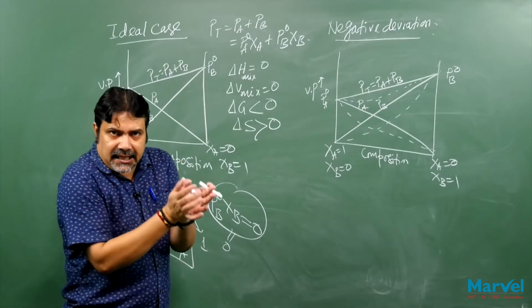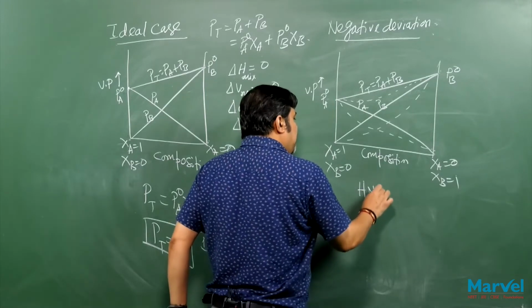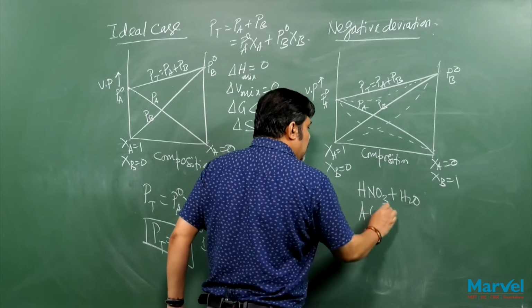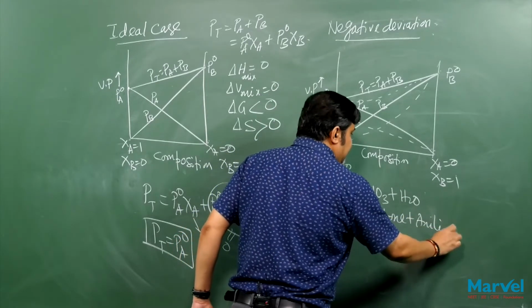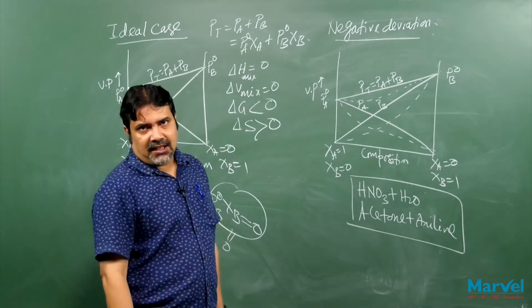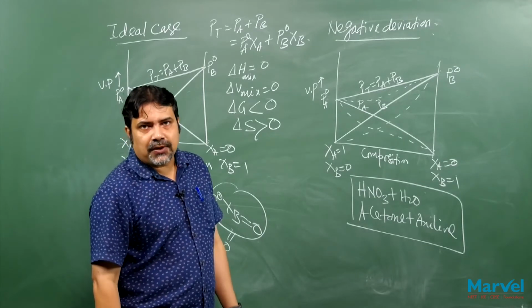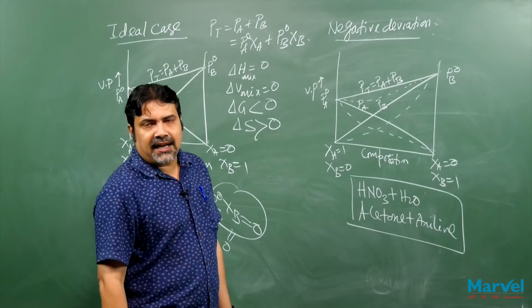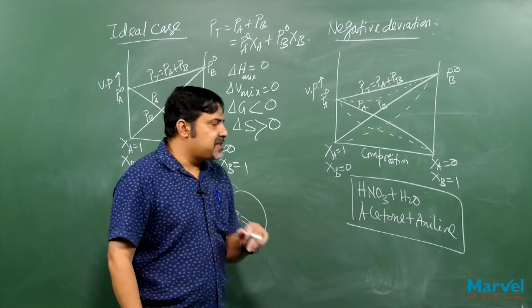There are certain liquid mixtures like HNO3 plus water, or acetone plus aniline. There are n number of mixtures in the book. You can proceed and study those mixtures. You have to mug up that data. If they ask an informative question, which of the following mixtures shows negative deviation from Raoult's law, that is what you have to mug up. Got the point?